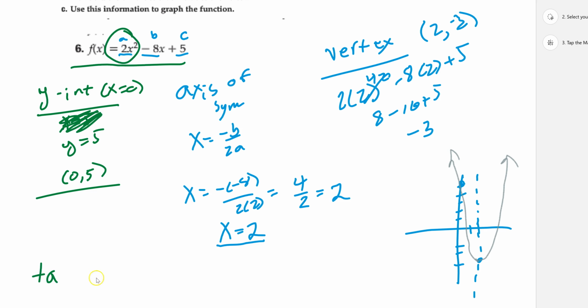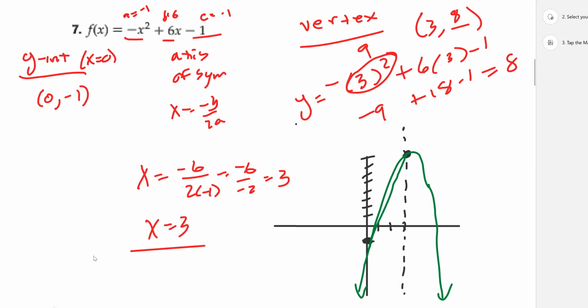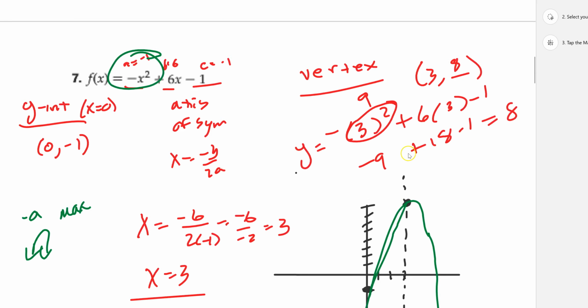Positive a has a parabola that opens up. A negative a has a parabola that's opening down. That's what we're talking about next. So if you look at these two, the one that opens down has a maximum point. This is the highest you could reach. So when a is negative, you have a max. Can't get any higher than that point right there.